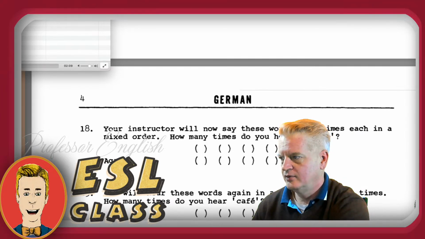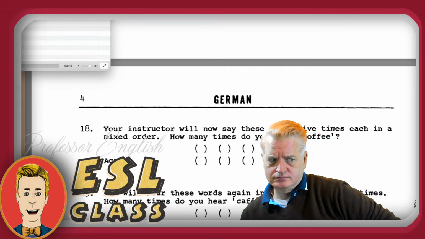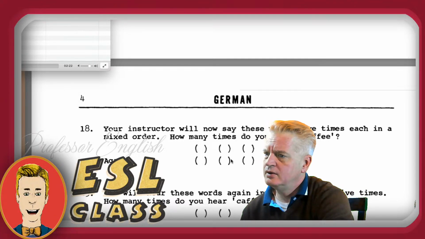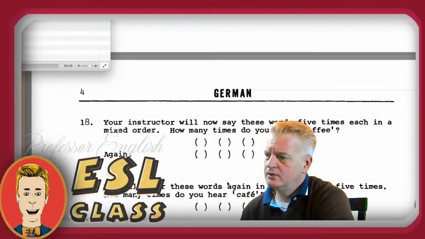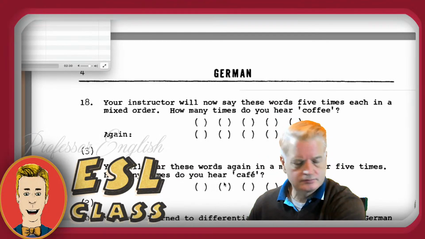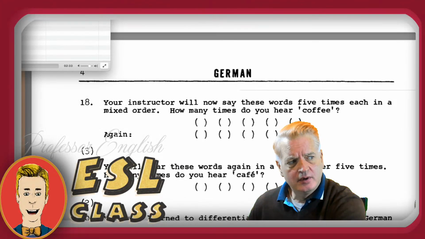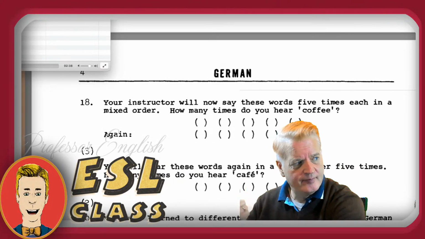Again, 3. 19. You will hear these words again in a mixed order 5 times. How many times do you hear cafe?